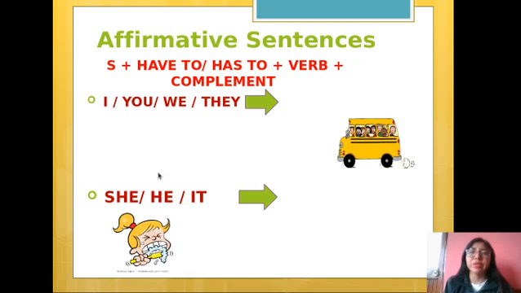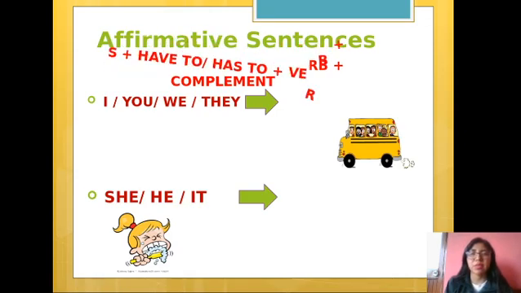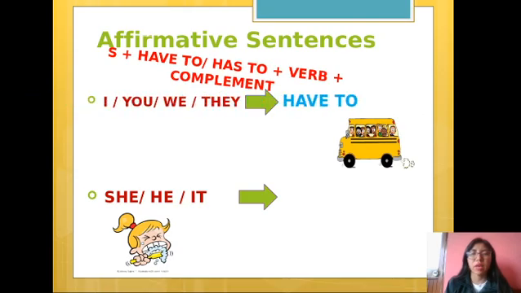Pay attention, here we are going to check the structure, okay? So the structure in affirmative sentence is the following. The subject, have to, has to, the verb, and the complement, okay? So when do you use have to and when do you use has to? Okay, pay attention. That is the structure as I said before. Have to and, okay, pay attention. For the subject I, you, we, and they, you have to use have to. Para estos sujetos vamos a utilizar have to, okay?